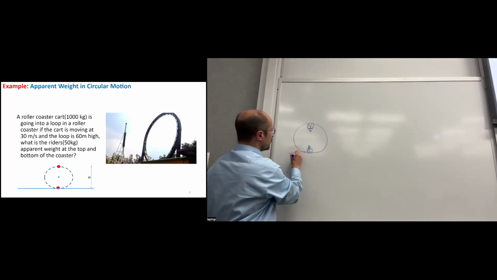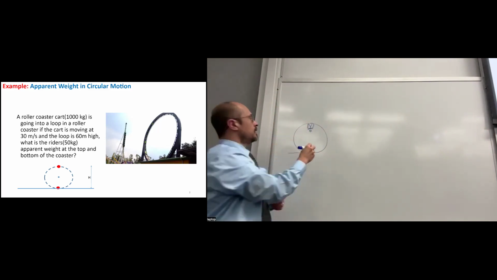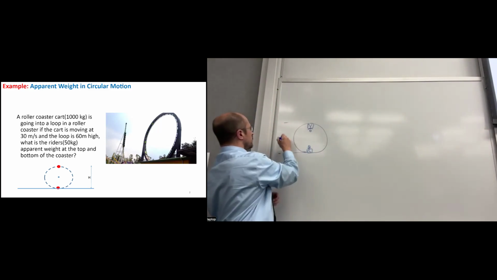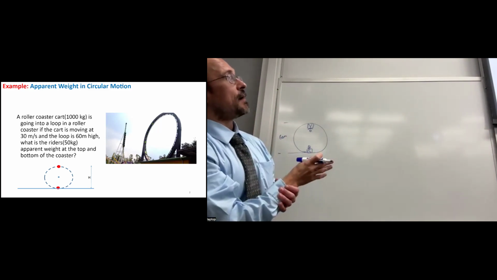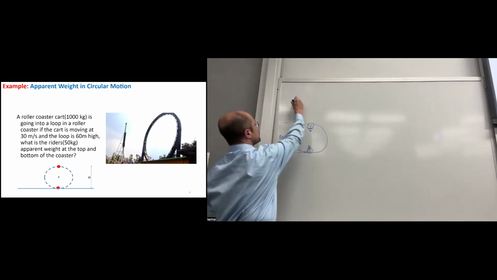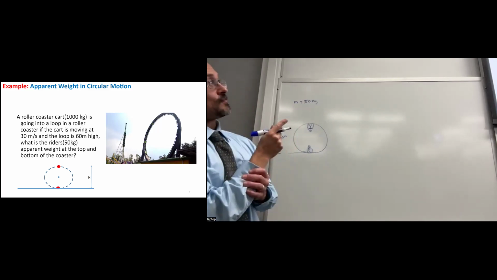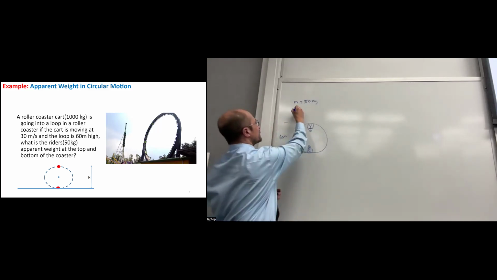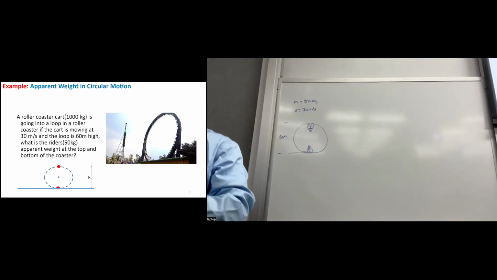We're going to come in, go around, and then come back out. Now they tell us our hill is 60 meters high. They tell us the mass of the rider is 50 kilograms. And they tell us you're moving at 30 meters per second. Is everyone good with that? These are what they tell us. And what they want to ask us now is, what is the apparent weight?